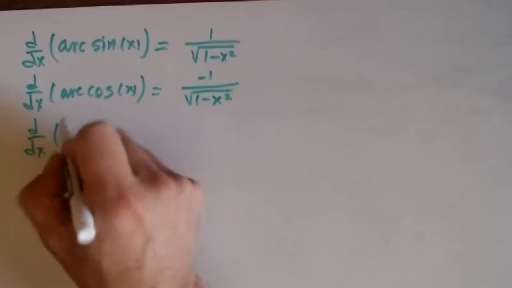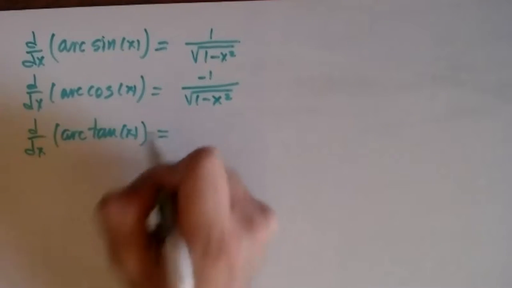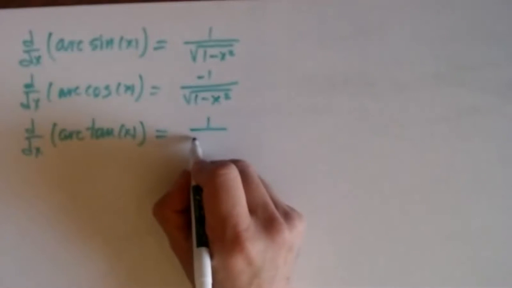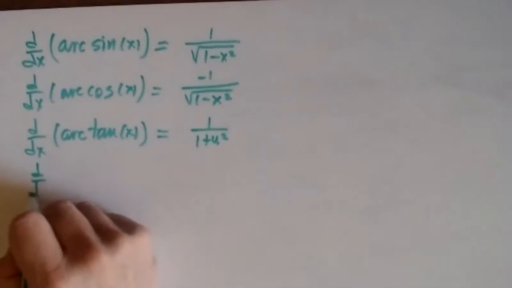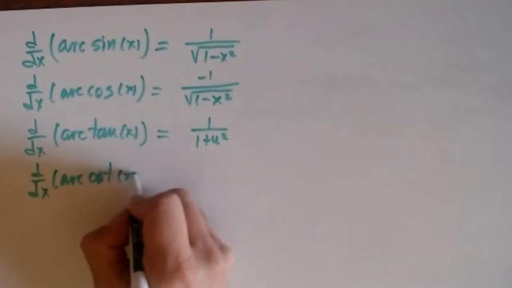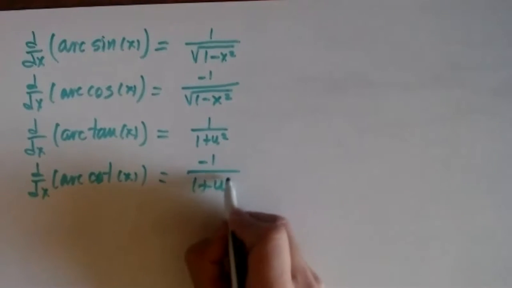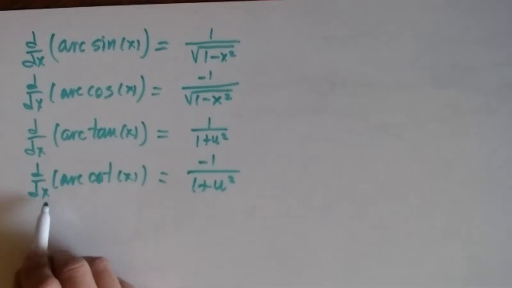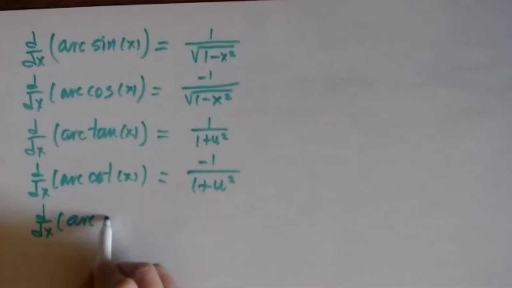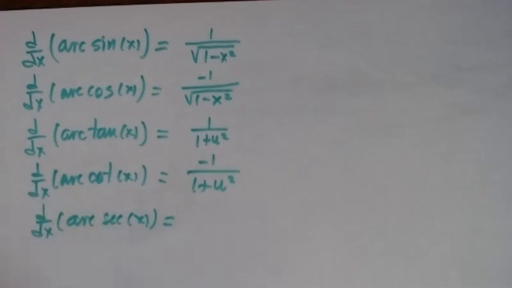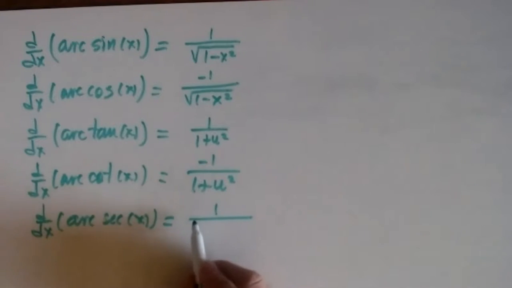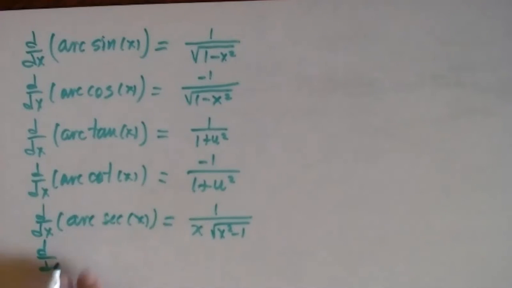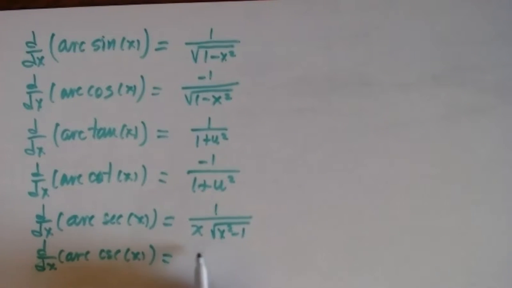The derivative of the arctangent of x is going to be 1 over 1 plus u squared, and the derivative of the arccotangent is going to be the same formula, but with the negative, 1 plus u squared. The other two functions, the secant and the cosecant: the arcsecant of x is going to be kind of weird. It's going to be 1, then we're going to have here x, and then the square root of x squared minus 1. And the derivative of the arccosecant is going to be the negative of this previous one, x square root of x squared minus 1.